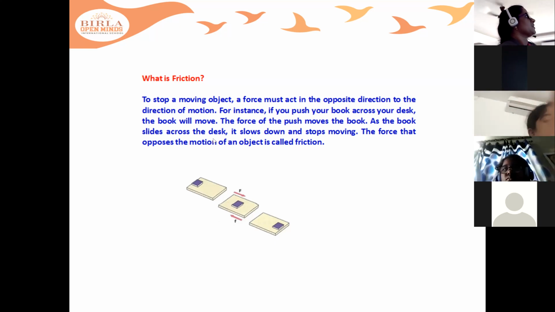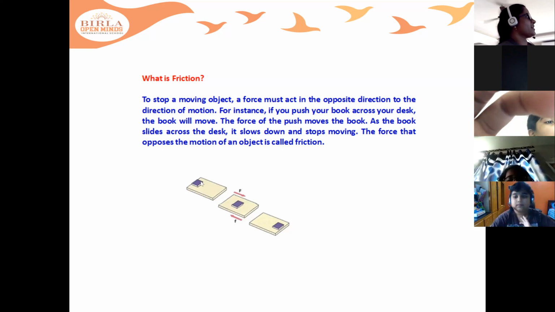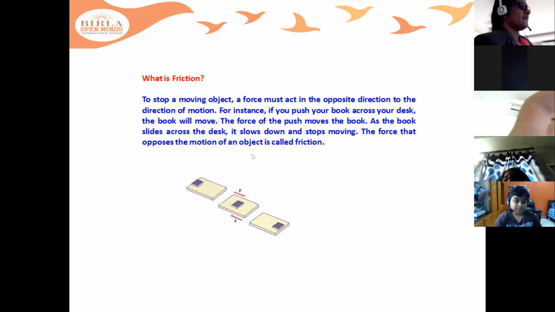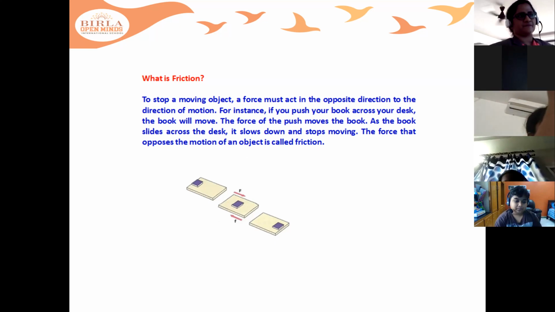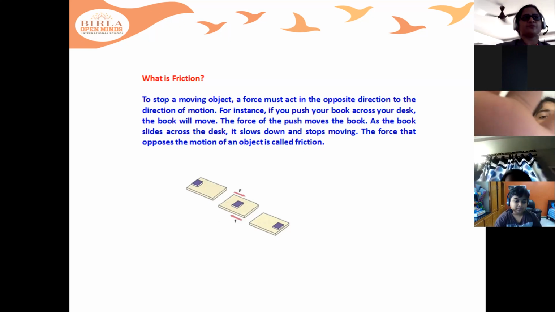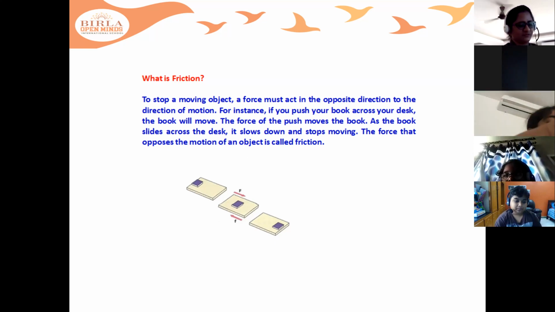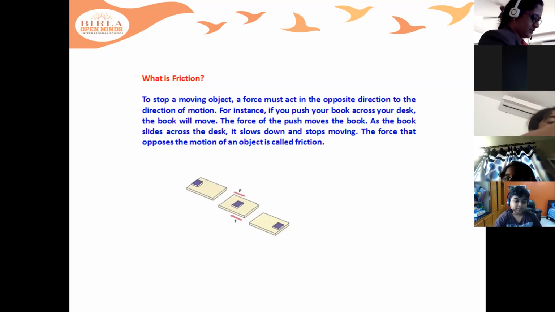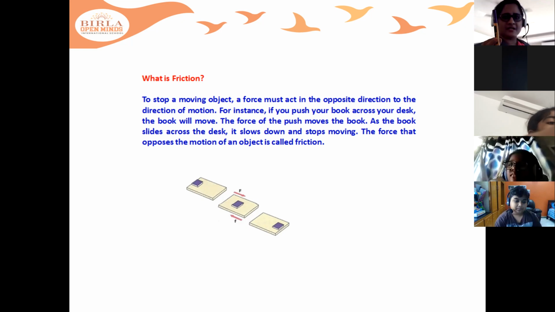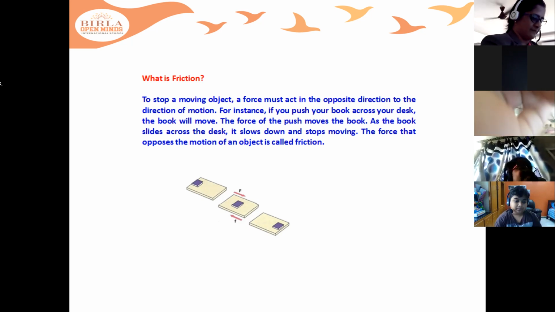You need to apply more force to stop that. So here, the force of the push moves the book as the book slides across the desk. Now, you just do one thing. Put a pencil beneath the book. Now try to push the book. Now what happens? It will move easily. I'll just try and show you. I'll use this marker or pencil I have in my hand. I'll put a book here and try to move it. Let's see what happens.